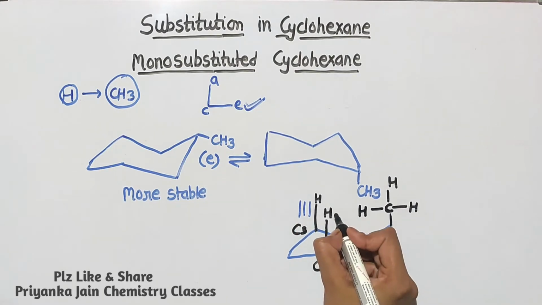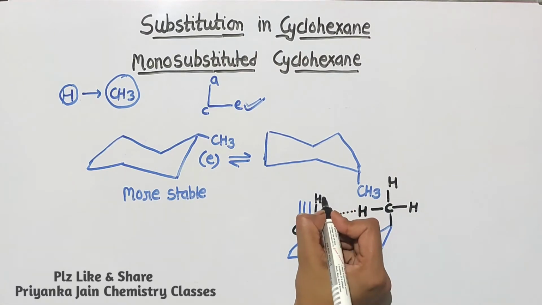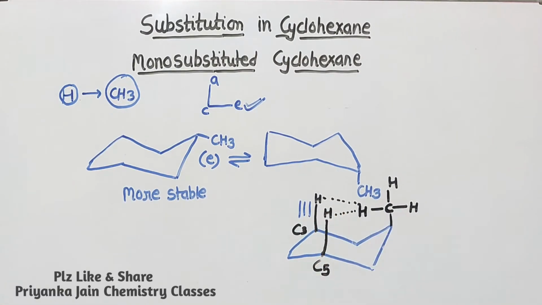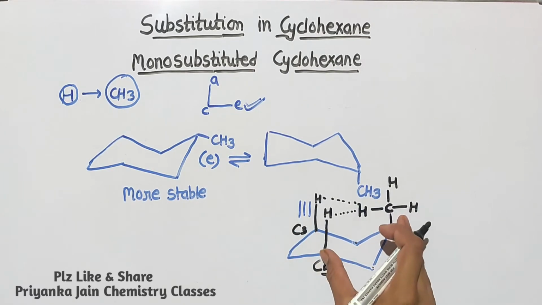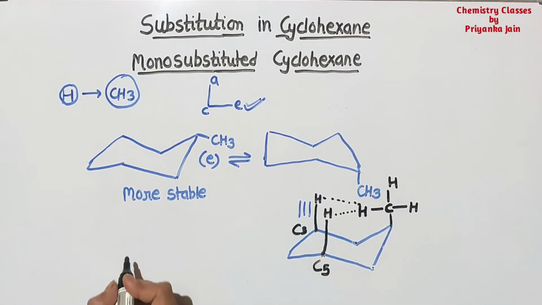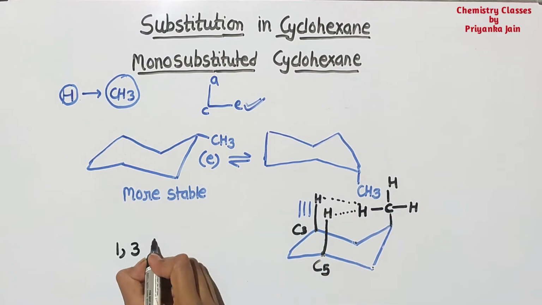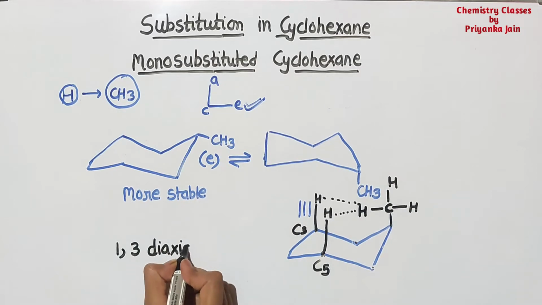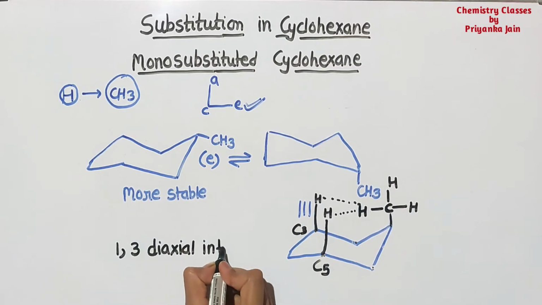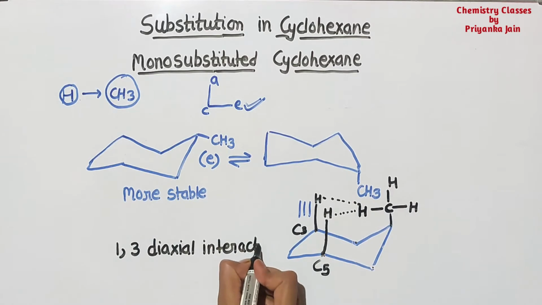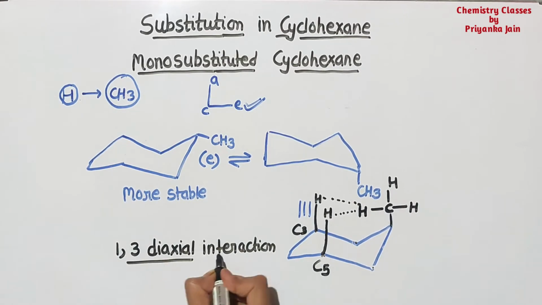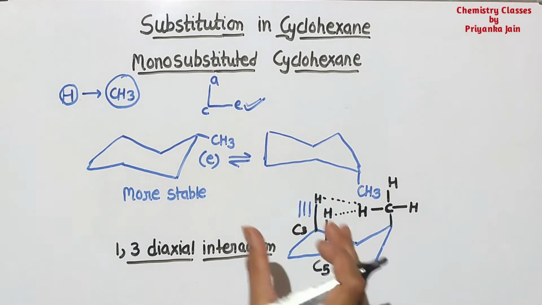So now there can be an interaction between this and this. If this is the first position, then 1, 2, 3, 1, 2, 3, this is called the 1,3 diaxial interaction. What will we call it? The 1,3 diaxial interaction. And due to this diaxial interaction, this molecule will have higher energy.